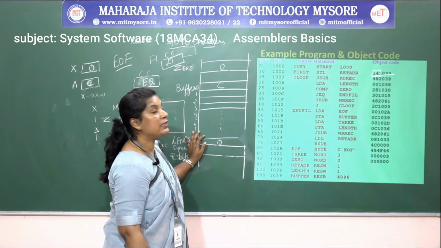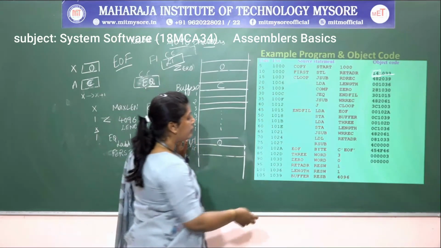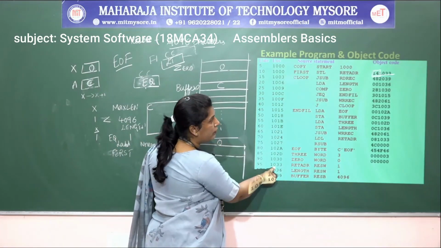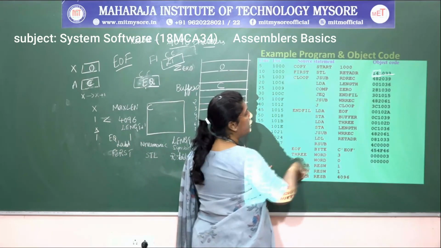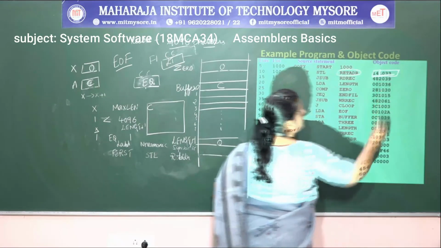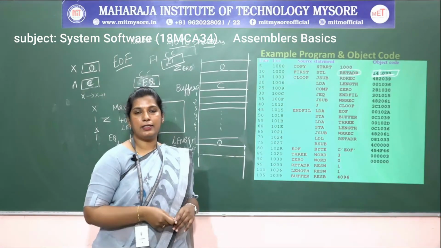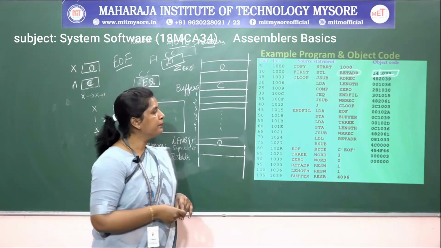After that, for the return address, it has to get the address of the return address. Return address is the variable where the return address is stored at memory location 1003. So it is going to convert this memory variable into its address, that is 1033. It is easy for SIC, but it is not easy for SIC XE.